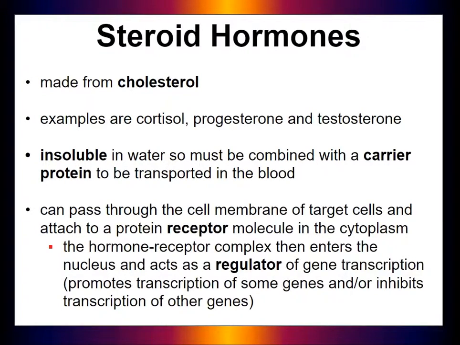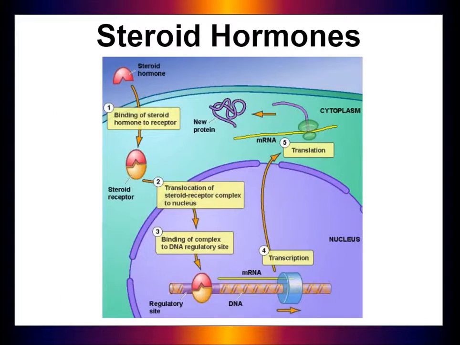When they do that, that hormone receptor complex enters the nucleus and acts as a regulator of gene transcription. So it promotes transcription of some genes, or it might inhibit certain other genes from being transcribed. And then as a result of the changes in transcription, there's a change in protein synthesis. So this diagram shows how that works.